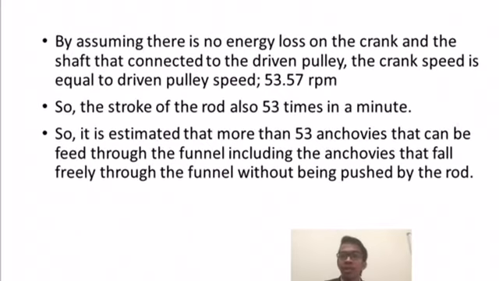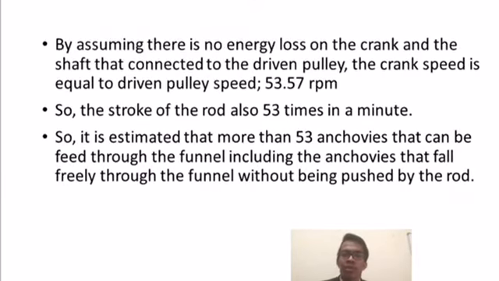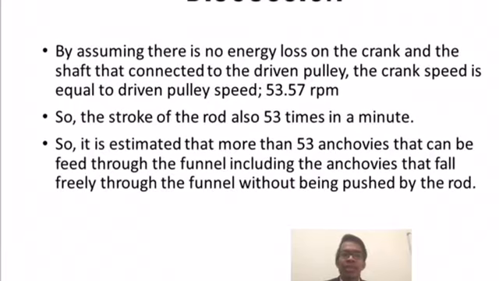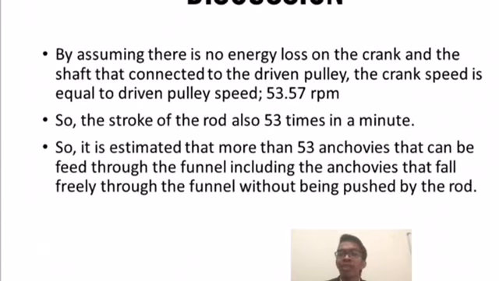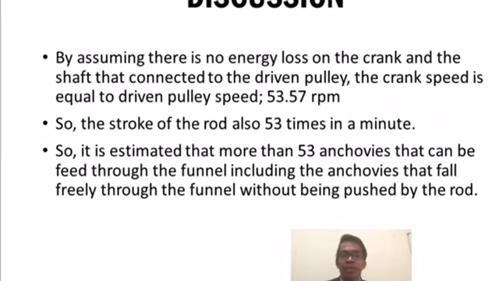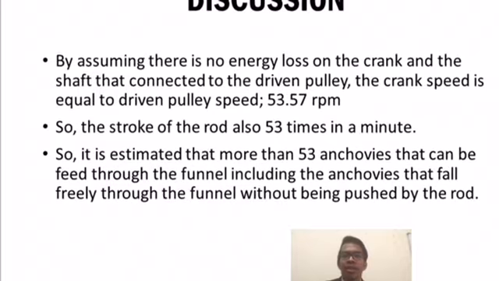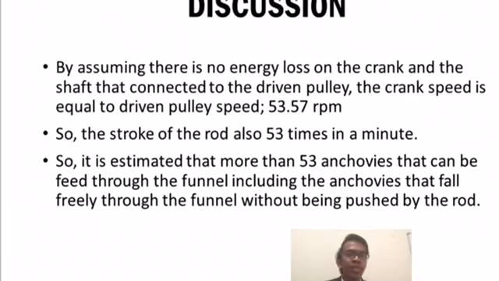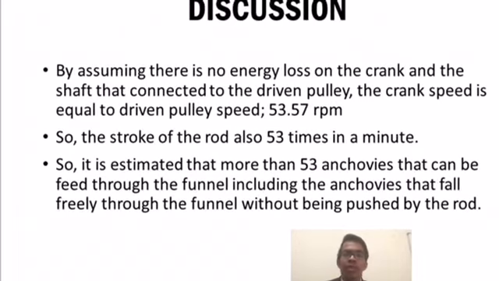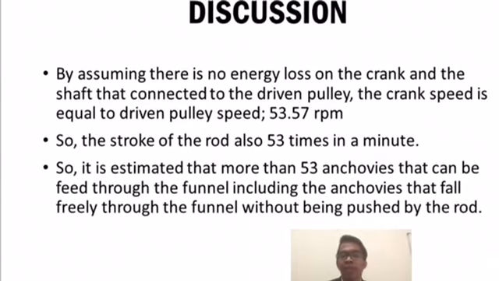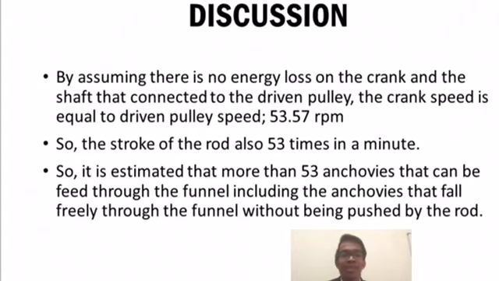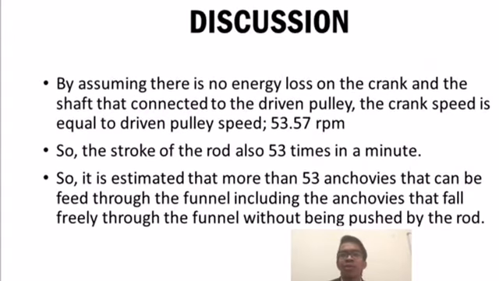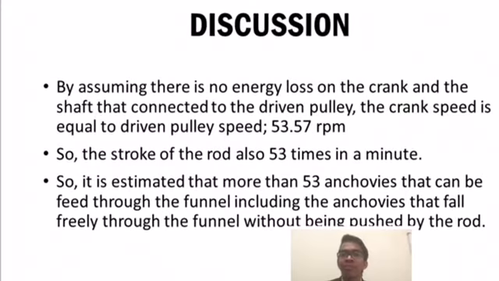Next, we will go through the discussion of my project. By assuming there is no energy loss on the crank and the shaft connected with the driver pulley, the crank speed is equal to the speed of the driver pulley, which is 53.57 rpm. So the stroke of the rod is approximately 50 times in a minute. So it is estimated that more than 53 anchovies can be fed through the funnel, and then go through the rollers and blade. The amount of anchovies estimated includes the anchovies that fall freely through the funnel without being pushed by the rod.